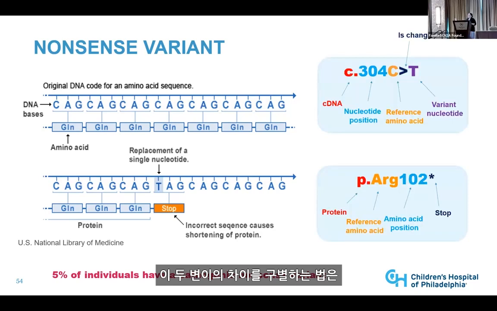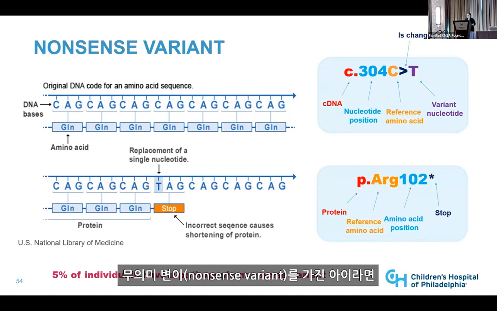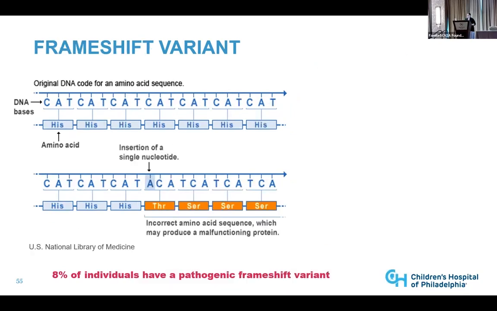And the way that you can tell the difference between these different types of variants is usually within the P dot, or the protein annotation. So typically, if your child has a nonsense variant, that's noted with an asterisk at the end or with an X. Those are kind of the most common notations for a nonsense variant.